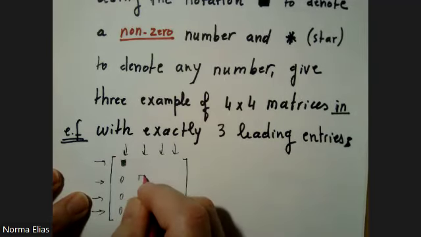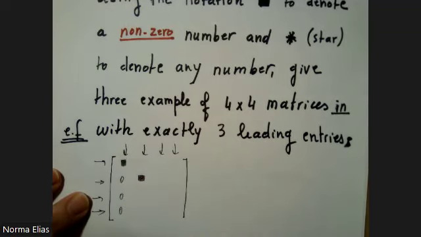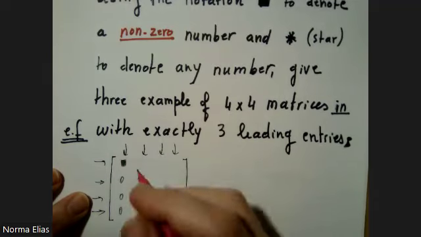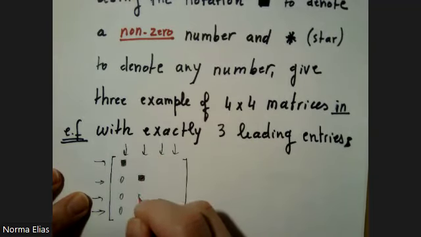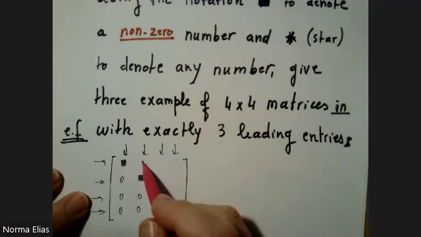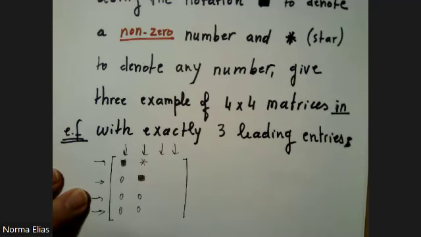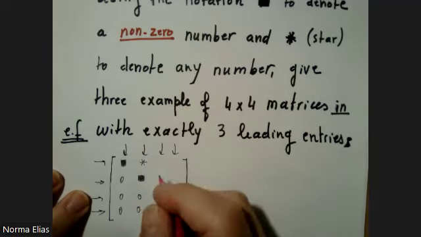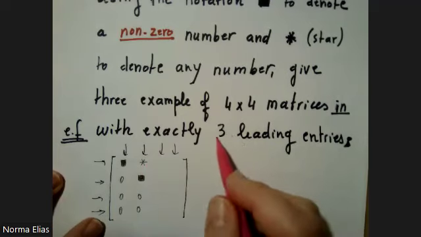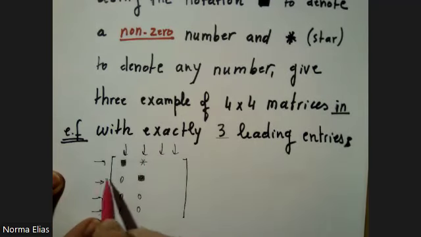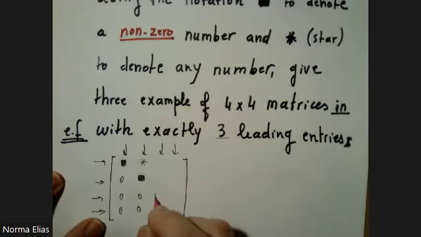Then I'm going to put a leading right there. So when I put the black square, it means this is a non-zero number. And since this is a leading, to be in echelon form, everything below has to be a 0. Now, what about here? Any number. Any number will be represented by a star. So this could be 0, it could be 1, it could be any number. Now I want another leading because I want exactly 3 leading. I've already taken care of row 1, row 2. I'm going to have a leading here.